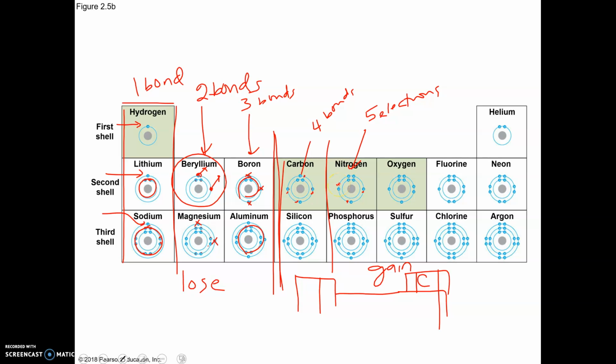So what nitrogen will tend to do is it'll tend to gain 3 electrons. Then it would have 8. It has 5. It needs 3 more to have 8. So it would actually tend to make 3 bonds. Kind of the same way boron makes 3 bonds, but they'll be a different kind of bond.